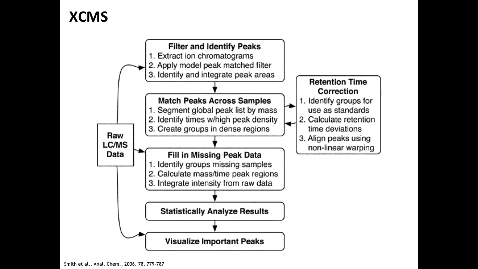XCMS in the original version does not consider the notion of features. Instead, you will get different mass traces, and you will get multiple mass traces for the same metabolite. And that's a bit of a problem. There's another R package that can be used to post-process that, which is Camera. And Camera goes over these mass traces and figures out what should go together.